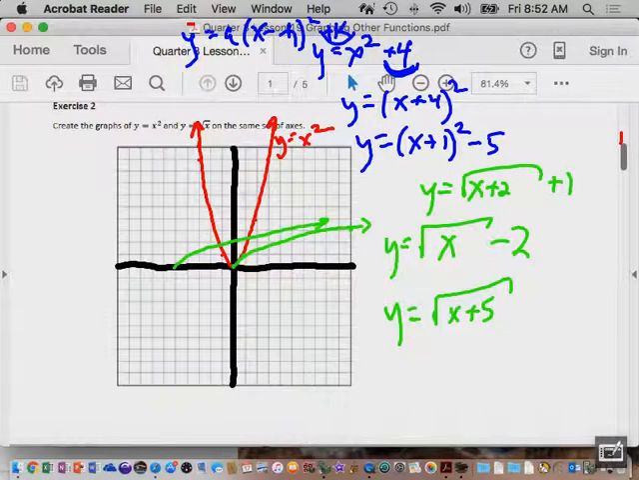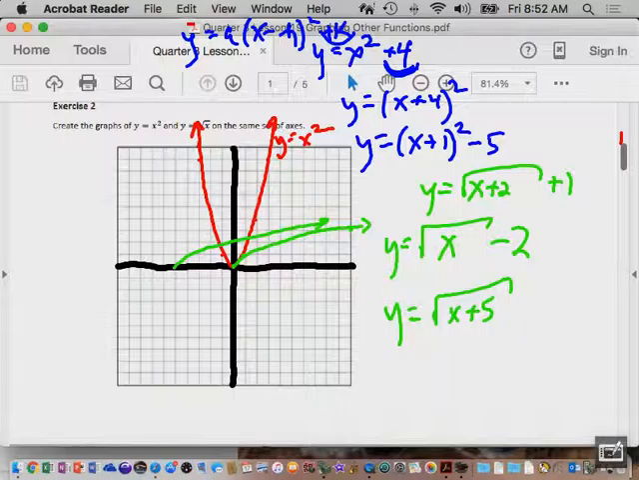How would that shift? How many left and right? How many up and down? Lipstick, what do you think? Go to the left twice. It will go to the left 2 and up 1. Okay? All right. So the big point, the big reveal here is that we are still doing vertical and horizontal shift with other types of graphs. It doesn't only apply to a parabola.